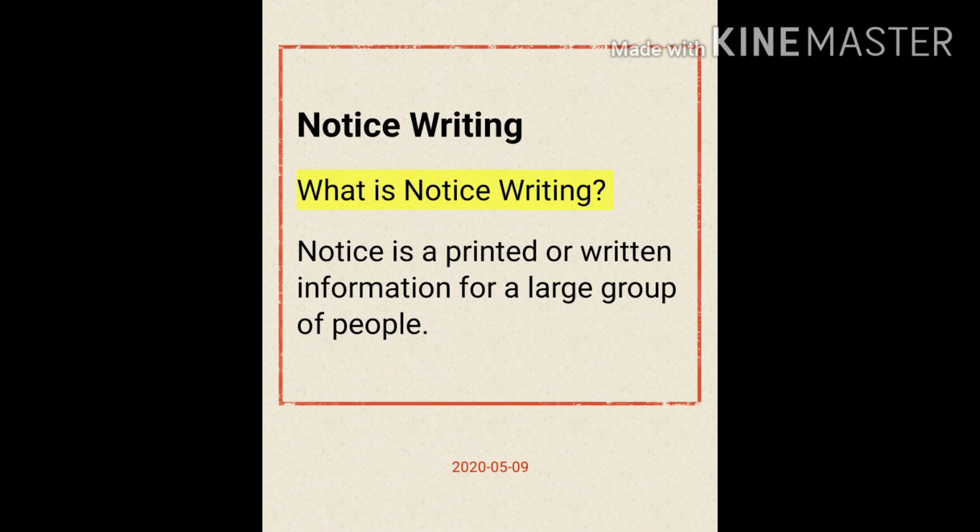Suppose in a class or in a school, you want to convey information to all the students. You will not go to each and every child to tell the information. Will you do that? No. You'll write a notice, display it on your display board, and then all will get the information at a particular time. So this is a notice. A notice is written or printed information for a large group of people.